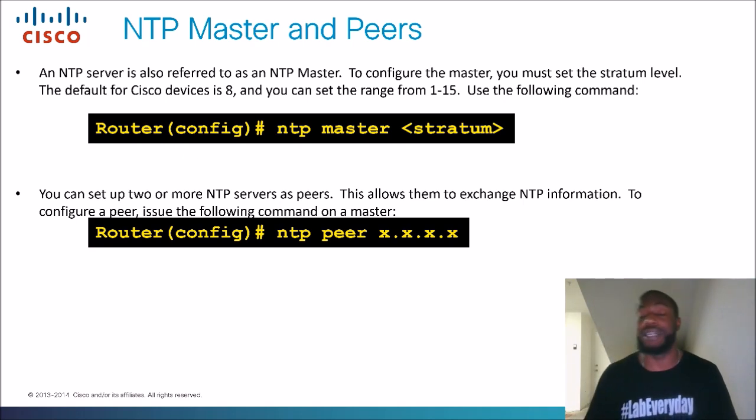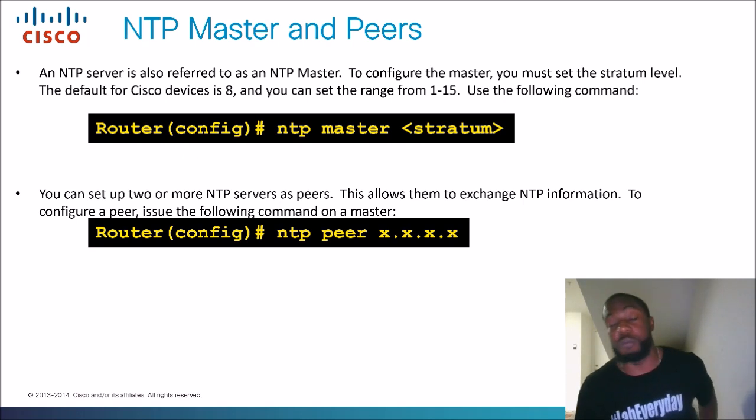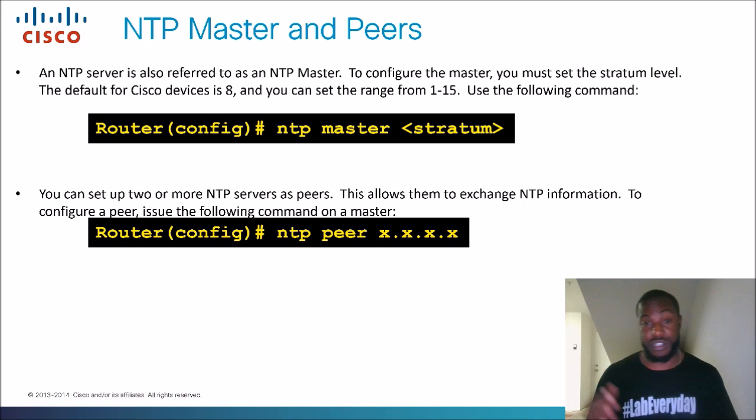Now you would think, okay, well that's not very good. That's just the default. They probably think you ain't gonna be that close to an atomic clock, but the default is 8. And you can set the range to be 1 through 15. Use this command. It's simple. Just NTP master, and then you put the stratum number, right? You can consider that device to be the master on your network.